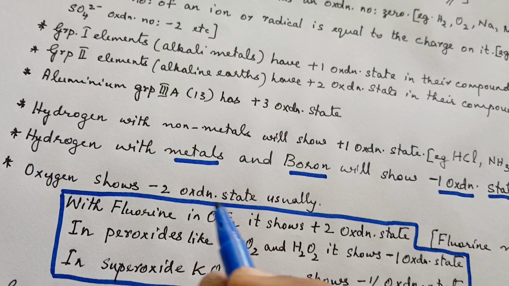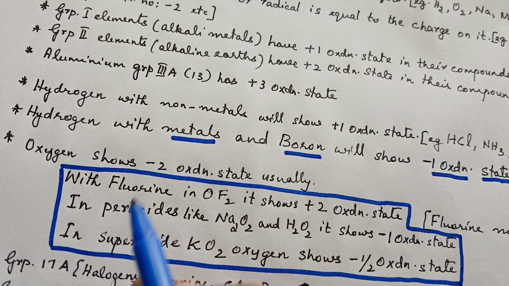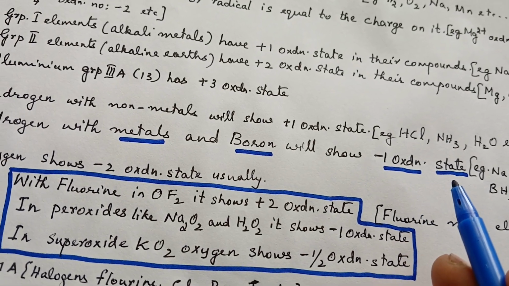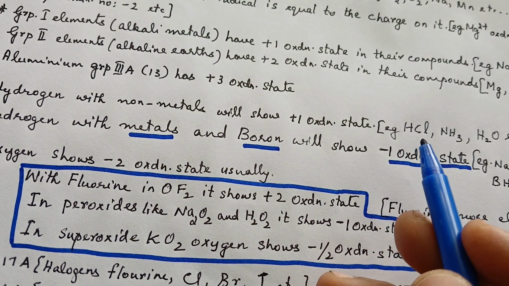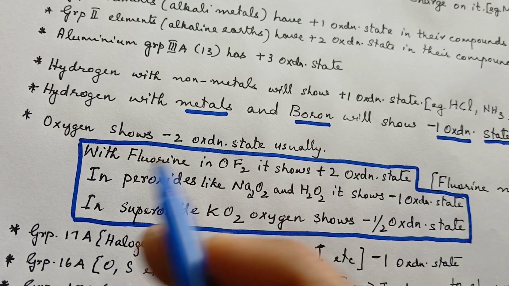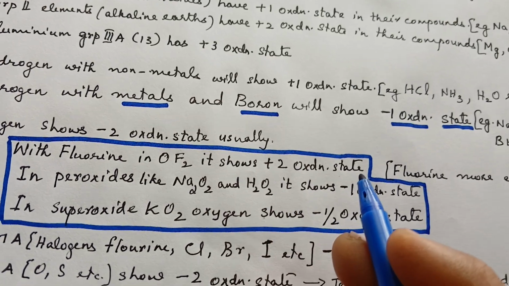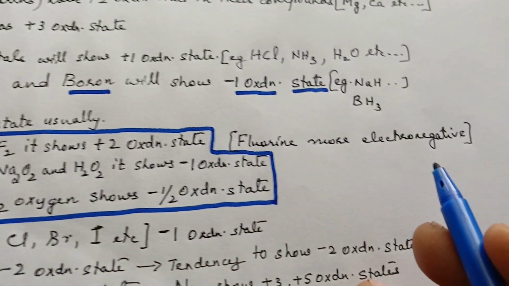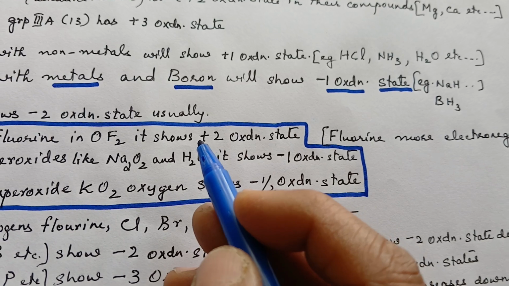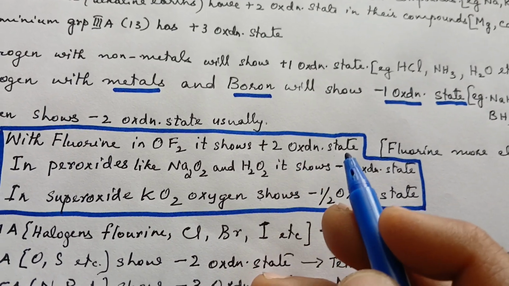Oxygen shows -2 oxidation state usually. But there are a few exceptions, like in the case of hydrogen with metals and boron, it will show -1 oxidation state. Normally it shows +1 oxidation state, hydrogen. In the case of oxygen, it usually shows -2 oxidation state. But with fluorine, in OF2, it shows +2 oxidation state, because fluorine is more electronegative than oxygen. So the more electronegative atom is assigned a minus oxidation state. So with fluorine in OF2, it shows +2 oxidation state.